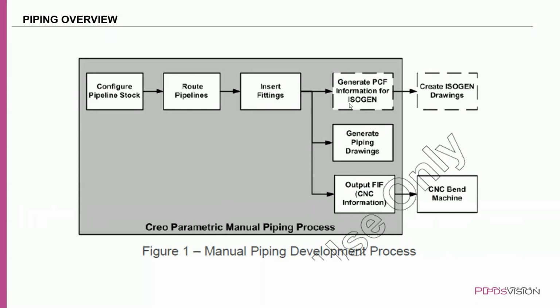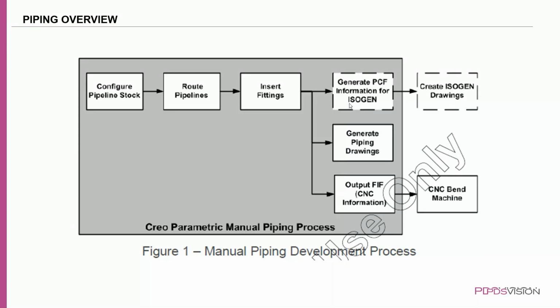So this workflow you see here is the simpler workflow, which doesn't involve schematics. You're going to jump into the piping extension. You're going to set up your pipeline stock. That's going to be information about the size of your pipeline and how it handles bends. You're then going to route the pipelines in Creo using the pipeline routing tools available. It's going to be a lot easier than creating multiple curves.